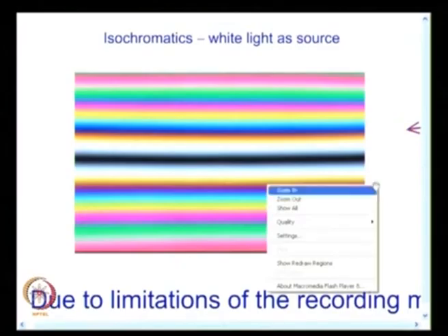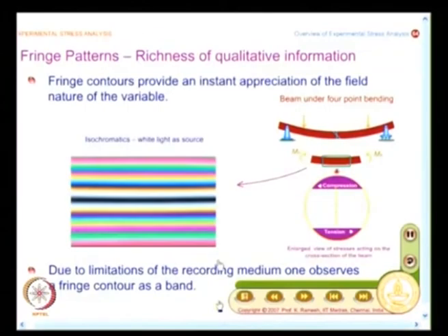You see contours as bands mainly because of the deficiency in the recording medium. If you use a very fine digital camera, you would be able to find out the variation in the grayscale and pick out minimum intensity points as a fringe skeleton. And now it is also desirable that we look at how to number these fringes.